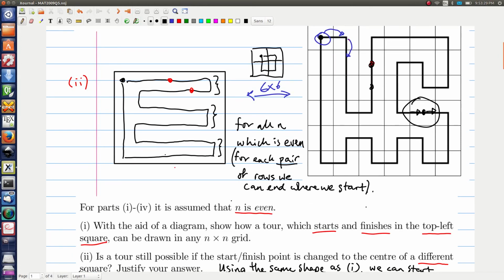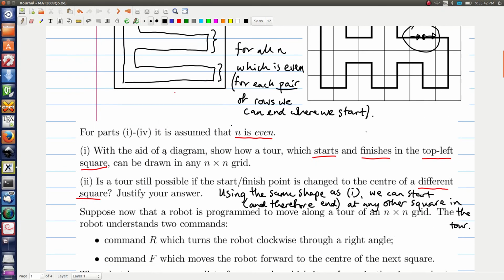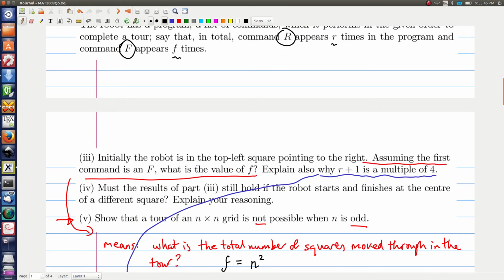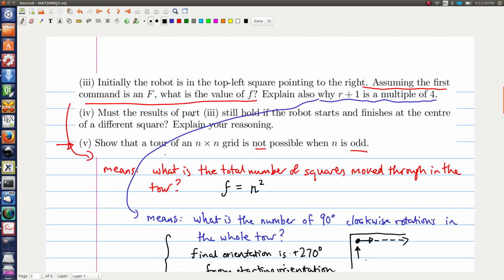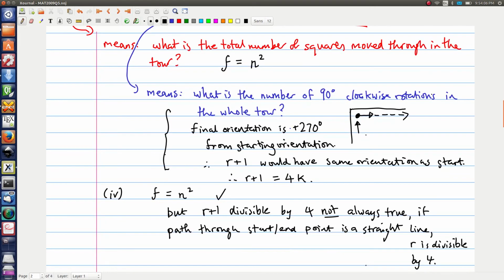We learned that it doesn't matter how to put it. We learned that you can start and end the tour at any point, as a trivial consequence of the fact that as long as the tour exists, you can move the start and end point anywhere. But then we learned something interesting in parts 3 and 4, didn't we? That there are these formulas for F and for R, which are the number of moves we make and the number of rotations we make. So we have to think a little bit more in depth here.